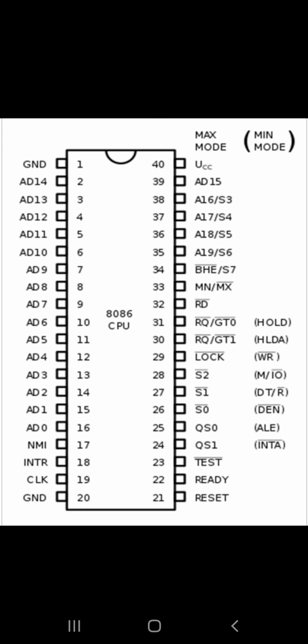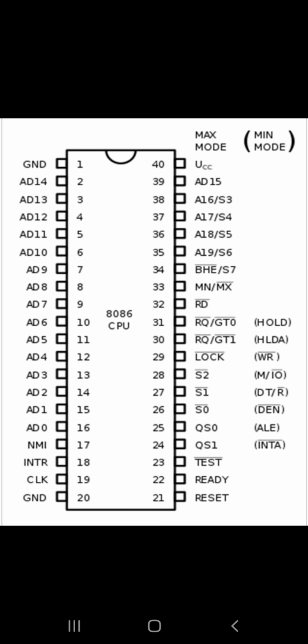So that means if it is 0, then BH is on, and if it is 1, then BH is off. Now what is the full form of BHE? BHE means bus high enable. The combination of the BHE signal and the S7 signal tells the existence of the data on the bus. Also, different combinations show whether the bus is containing an overall 16-bit, upper byte or lower byte of the data, right?